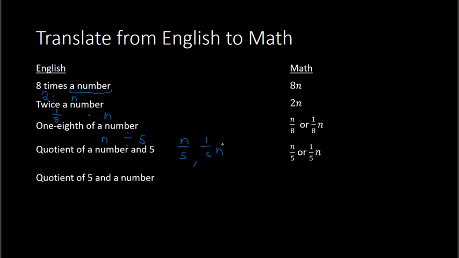Next we have quotient of 5 and a number. So it's pretty much the same as the last one, just make sure you're dividing correctly. The last one was n divided by 5. Here we have 5 divided by n.